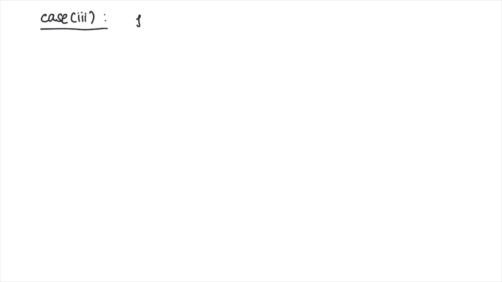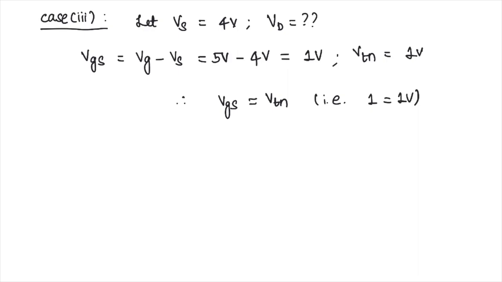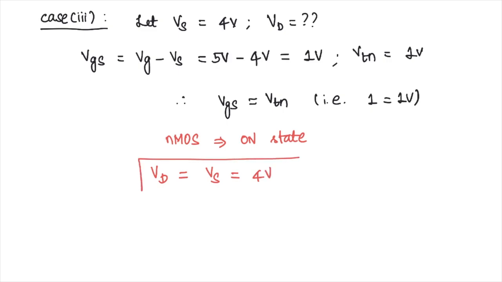Now let us change the source voltage to 4 volts and find out what about our drain voltage. So the condition that we'll have to check is whether VGS is greater than or equal to VTN. And first, to find out VGS, which is again VG minus VS. VG we have considered as 5 volt and VS is 4 volt. So this will be 1 volt and VTN we have considered as 1 volt. So therefore, VGS is equal to VTN, both are at 1 volt. So again, for this greater than or equal to condition itself, the nMOS will turn on. So my nMOS is again in on state. So it will behave like a closed state switch. Therefore, the output at the drain side will be equivalent to VS, which is 4 volt. The exact source voltage will be passed to the drain side.